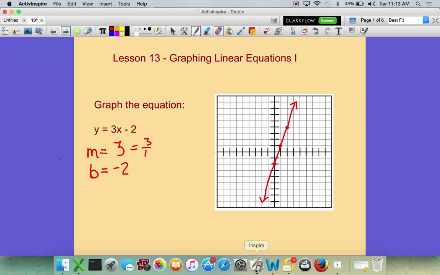Another way to do that is to do an XY chart. For some people, this is way easier to do. For others, slope-intercept is easier to do. It depends on you. All right?